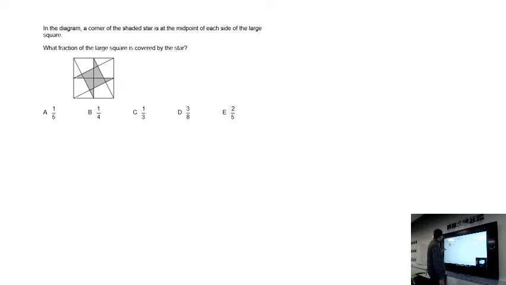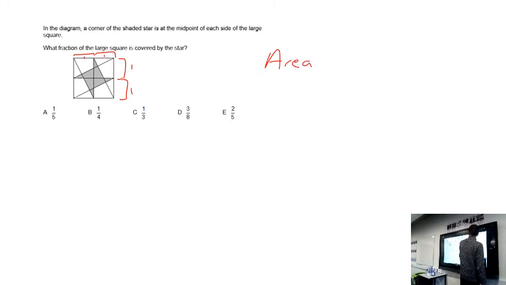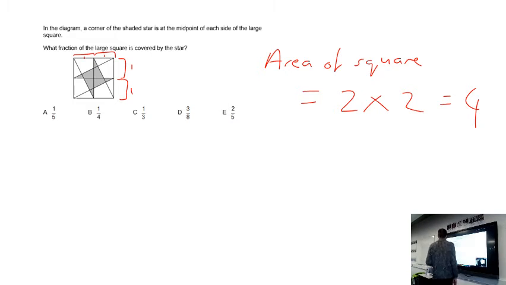Okay, so let's call this part 1. This is 1, and then this is 1, this is 1. Okay, fantastic. So if we looked at the entire area of the square, the area of the square is equal to 2 times 2, which is equal to 4. Now we want to find this shaded area here.